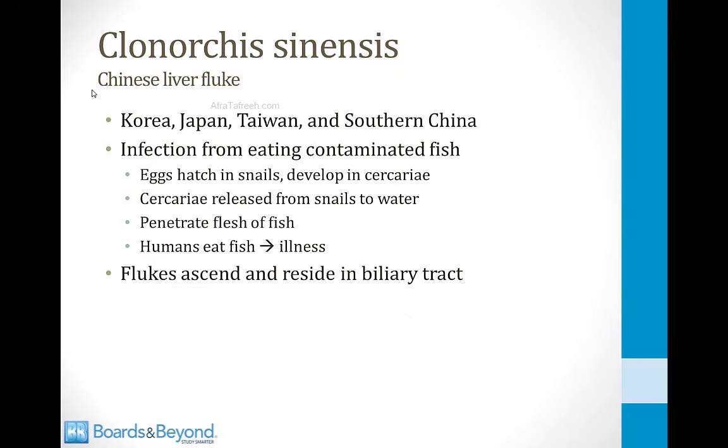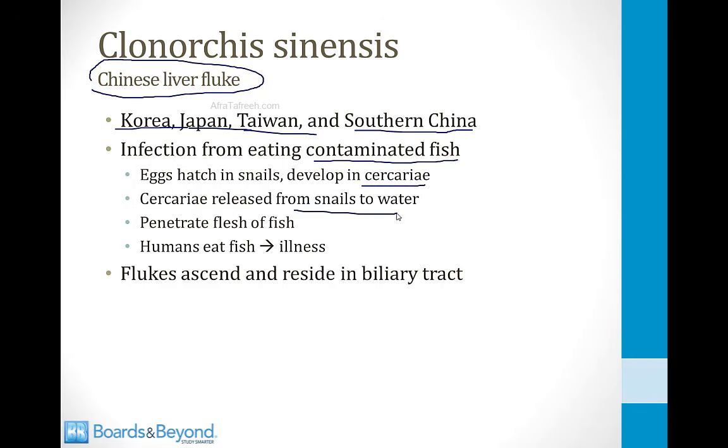Clonorchis sinensis is the Chinese liver fluke, so it's found in southern China and also places that are close to China like Korea and Japan and Taiwan. And you get infected with this helminth by eating contaminated fish. So just like in schistosomiasis, the eggs hatch in snails and develop into cercaria, and the cercaria are released into the water, but instead of directly penetrating human skin, they penetrate the flesh of fish, and then when you eat the fish, that's how you get sick.